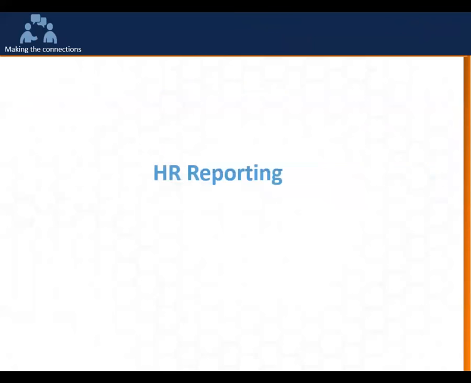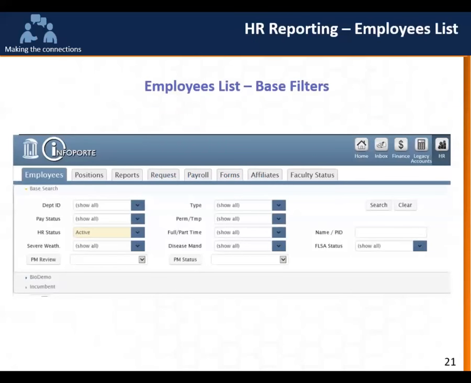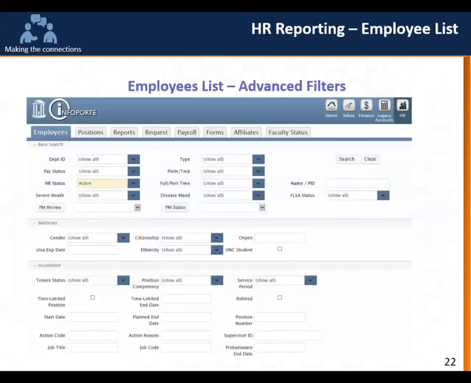Now, moving on to HR reporting. You click on the HR chiclet up at the top. You get presented with the first tab under HR, which is the employees list. Once again, you have a set of base filters available to you, but you don't have an advanced button. Instead, the way they're organized within the HR section is you've got a base search, then a bio demo expandable section, and then an incumbent expandable section, which is data pertinent to the incumbent employee within a given job or position. So in the employees list, I would put in the criteria that I want to pull.